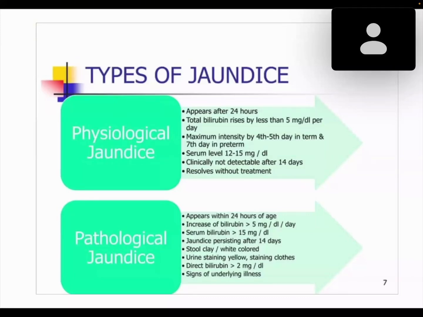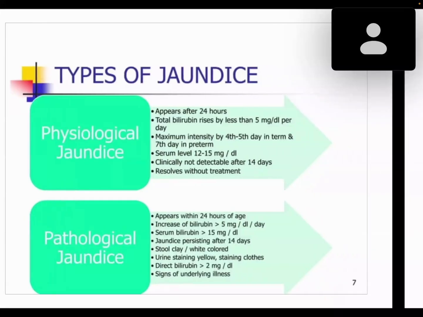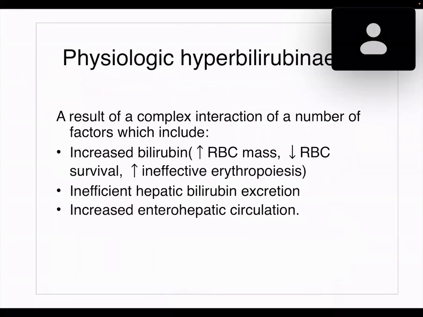And jaundice persists also after 14 days. You notice in the stool that the stool usually is clay colored, sometimes you see it's white colored, that's pale stool, and usually you see there's some sign of clinical illnesses in the children. And so many things can cause this pathological jaundice, which we'll be discussing in further slides.